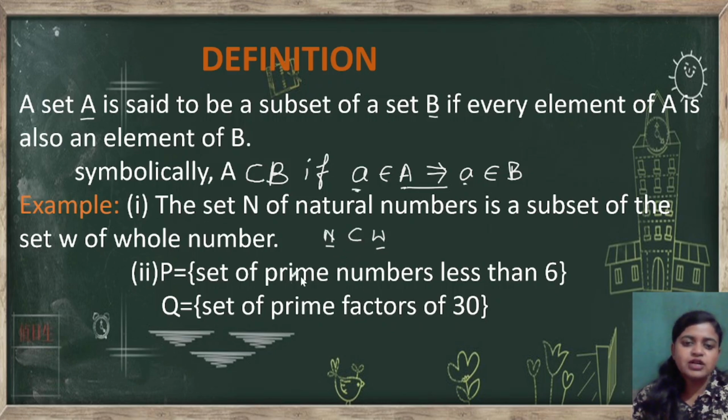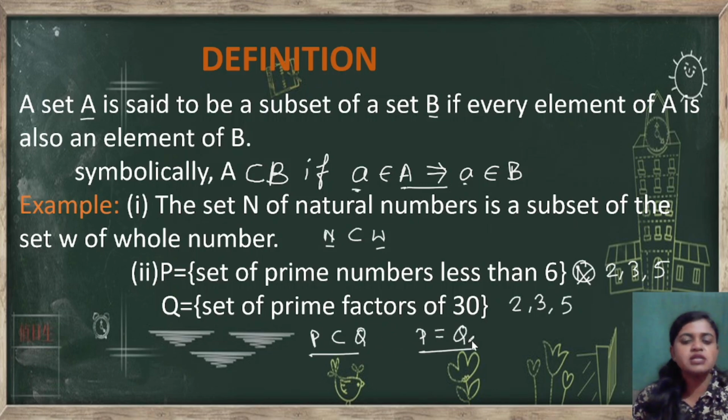Next, P is the set of prime numbers less than 6, and Q is the set of prime factors of 30. The set of prime numbers less than 6 is what? 1 cannot be a prime number, so you can write 2, 3 and 5. And the prime factors of 30 are 2, 3, 5. So P is a subset of Q and P also equals Q. These are subsets and also equal sets here.